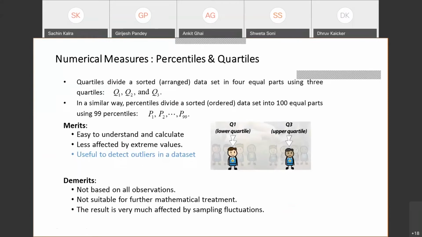Now we have percentiles and quartiles. These are also numerical measures. I think you all must have heard of percentiles and quartiles, like in the CAT exam or GMAT, GREs. Percentile is a numerical measure which divides the data into equal parts. So this is the ideology behind percentiles and quartiles. Percentiles divide the data into 99 parts, and quartiles divide the data into groups of 25 percentiles. So we have 3 quartiles and 99 percentiles.